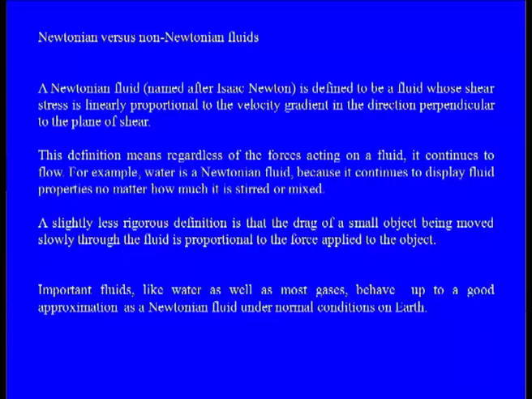Now, as we told you, fluids in fluid mechanics can be divided into Newtonian fluids and non-Newtonian fluids. Let us try to understand what a Newtonian fluid is and what a non-Newtonian fluid is. A Newtonian fluid, named after Isaac Newton, is defined to be a fluid whose shear stress is linearly proportional to the velocity gradient in the direction perpendicular to the plane of shear. So, this definition means that regardless of the forces acting on a fluid, it continues to flow. For example, water is a Newtonian fluid because it continues to display fluid properties no matter how much it is stirred or mixed.